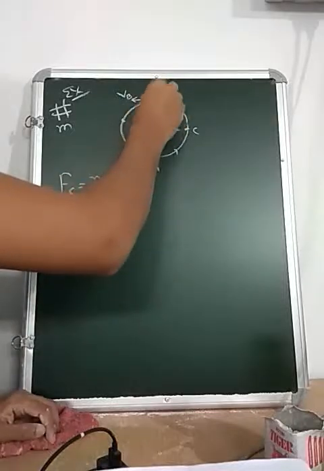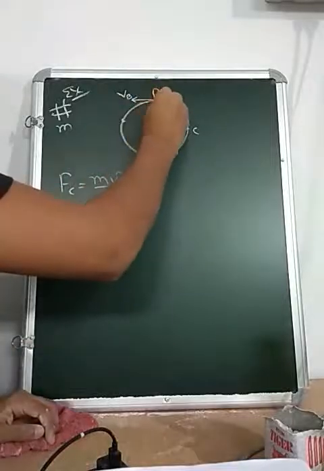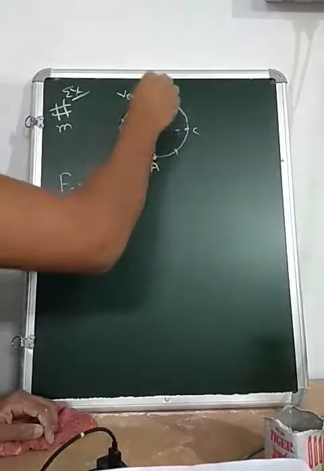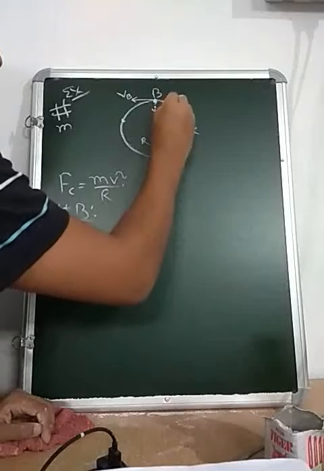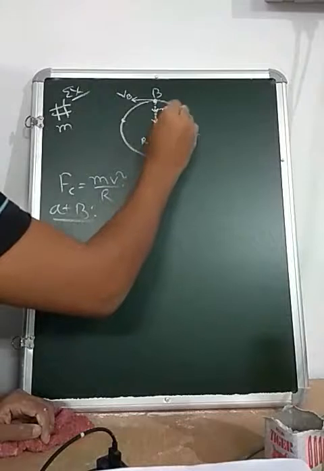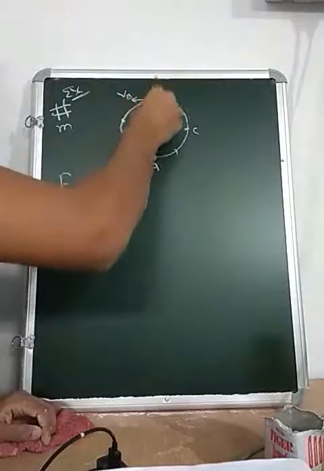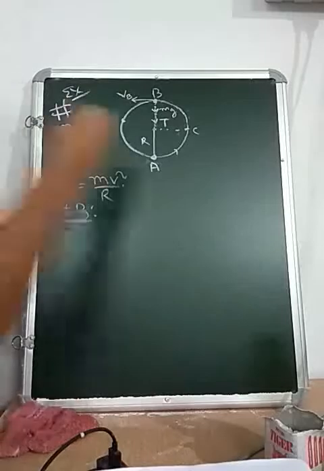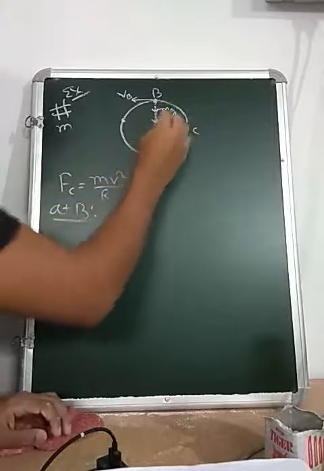what are the forces acting on the mass at position B towards the center? The first force is the weight of the body, mg. The second one is the tensional force due to the string. So at this position the body will experience two forces towards the center: the weight of the body mg and the tension in the string T.